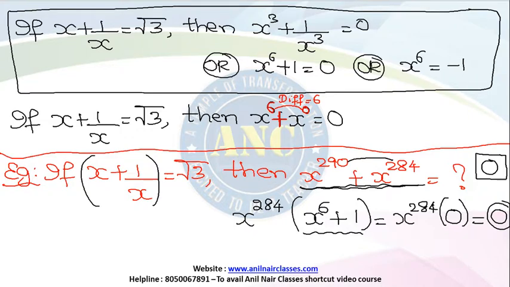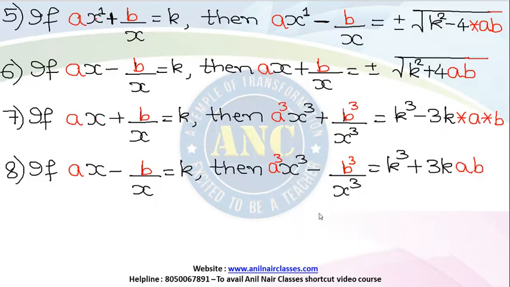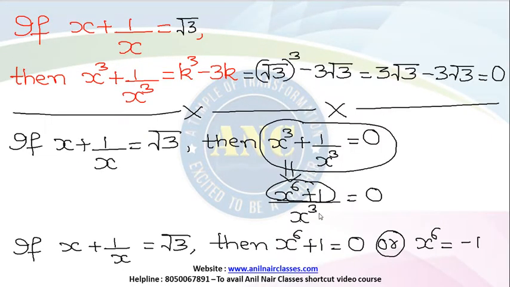So instead of taking that common factor and wasting our time, we can easily conclude that if the difference between the powers is equal to 6, then the value will be equal to 0, right? That we can conclude very, very easily. I hope this particular screen is very, very clear for you.